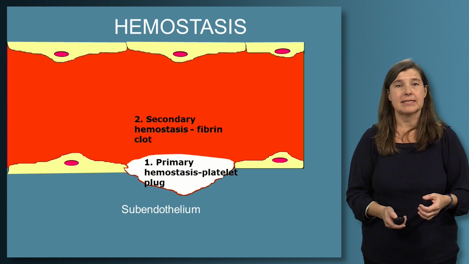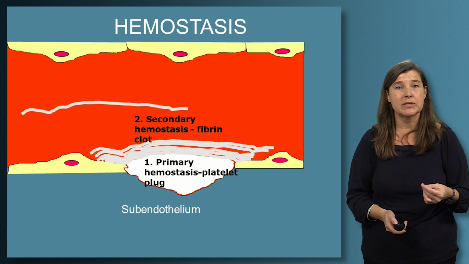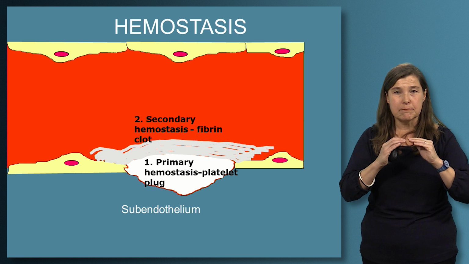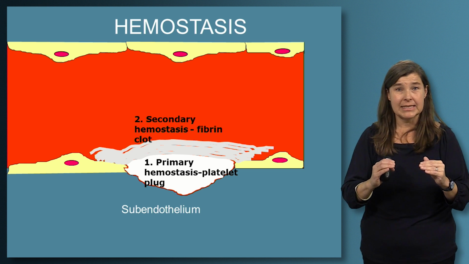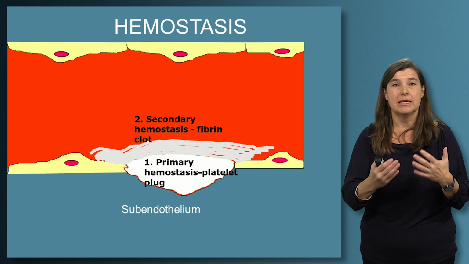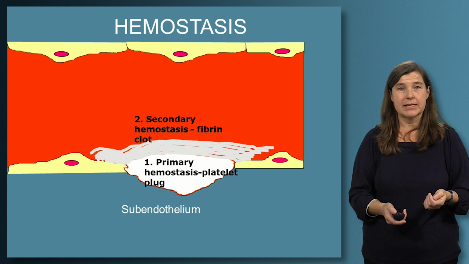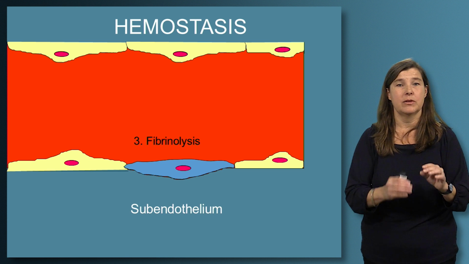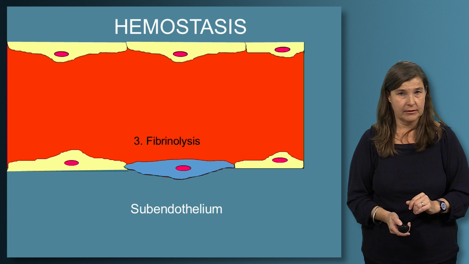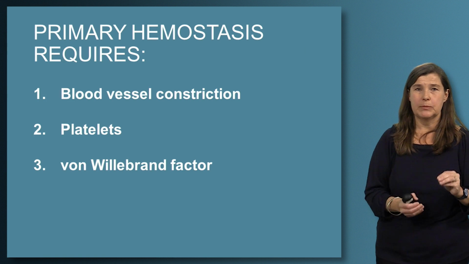The next thing that has to happen is secondary hemostasis. And secondary hemostasis is the process of making that clot. It kind of cements the platelet plug in place and gives you a more long-lasting hemostasis or prevention of bleeding. The next process, as we said, is fibrinolysis, so that you can get rid of that clot and heal that blood vessel. Okay, a little more about primary hemostasis.